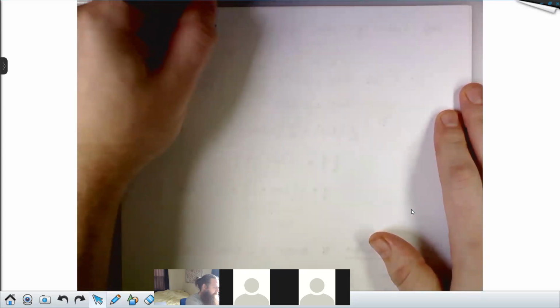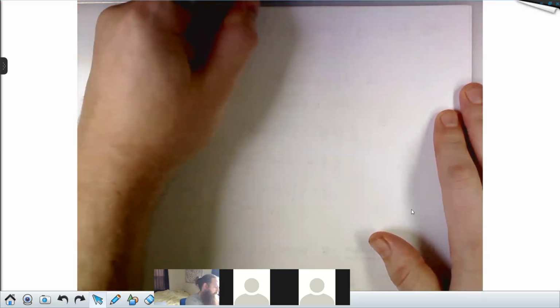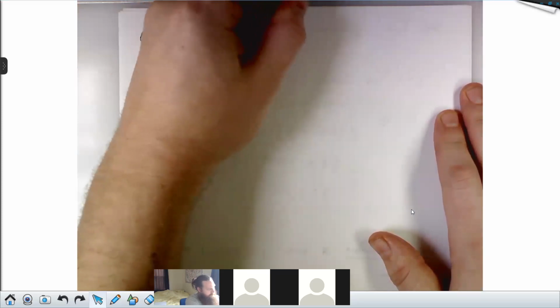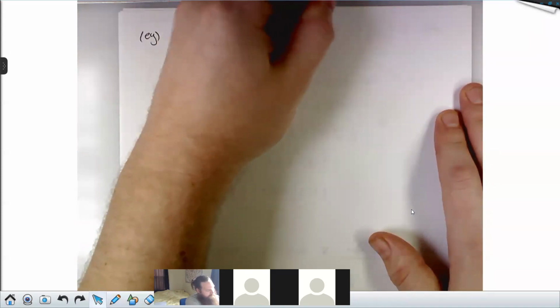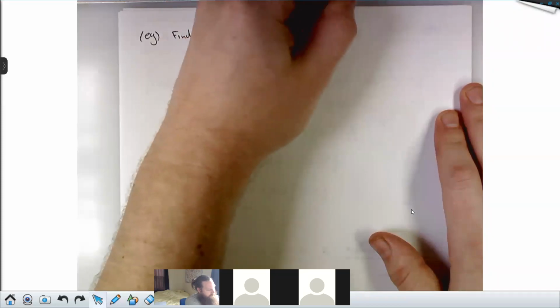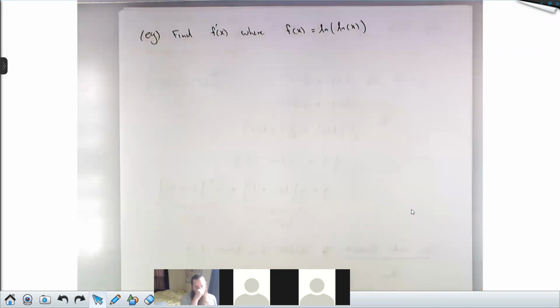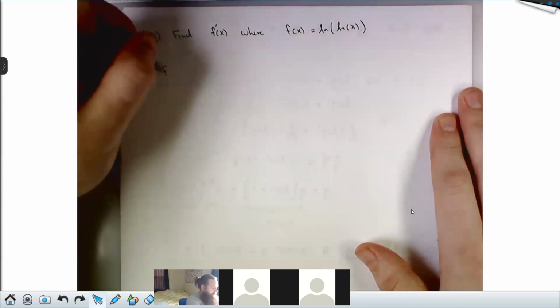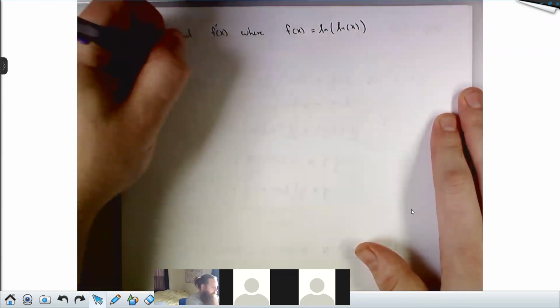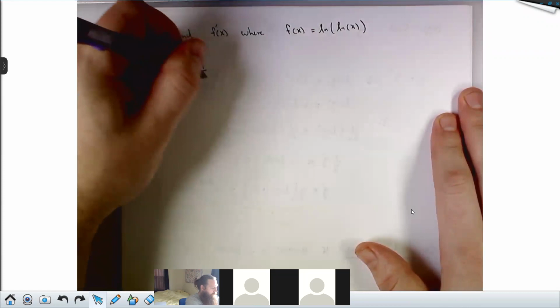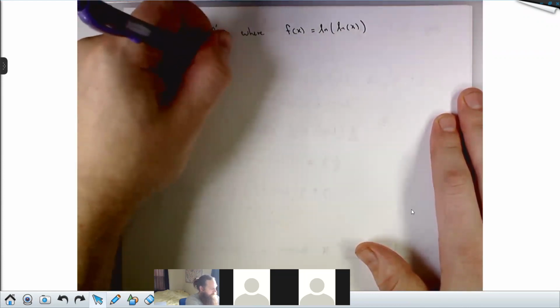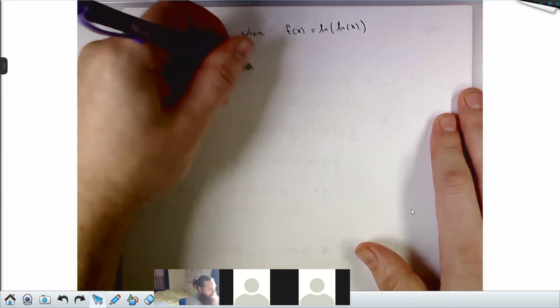We find f prime of x, where f of x is the ln of the ln of x. Number theorists would call this the log log of x. All right. F prime of x is what you get by differentiating f of x. So it's d dx of ln of ln x.